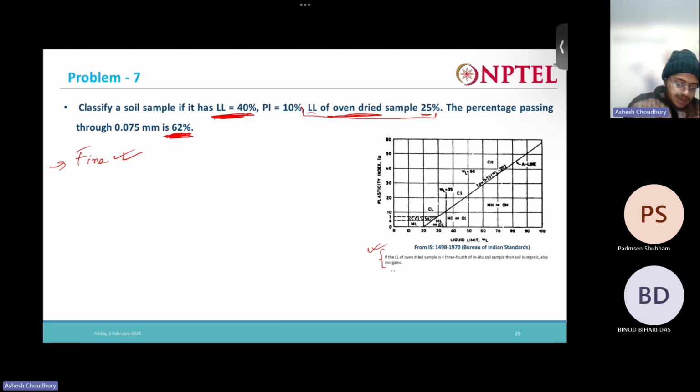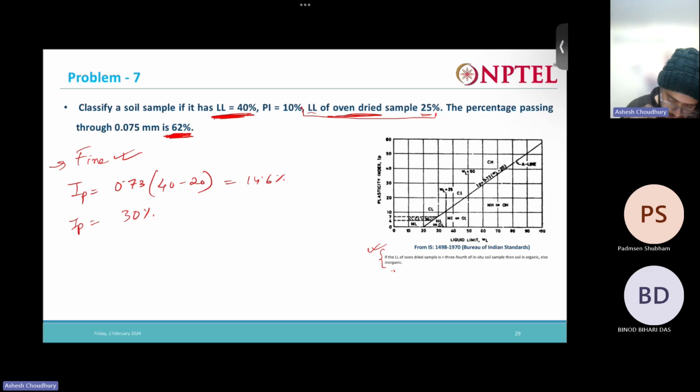Okay, leave it. So see, plasticity index from A line, let us calculate. It is going to be A line, and our plasticity index is 40 minus 10, that is 30%. So it is plotting... what? Plotting above A line or below.